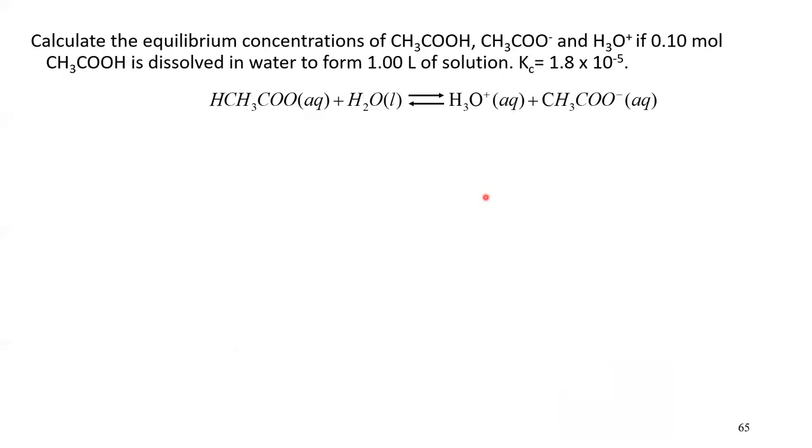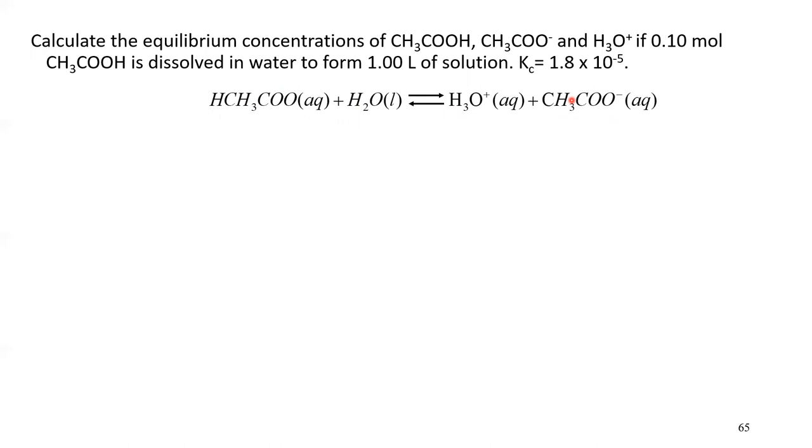All right, so let's look at this question. So we have HCH3COO plus water gives us H3O plus, this is called hydronium, plus CH3COO, which is acetate. So we're taking what's called acetic acid and we're reacting it with water and we're producing hydronium and acetate. And we're going to be doing a lot of these kinds of equilibrium problems in the next couple of chapters.